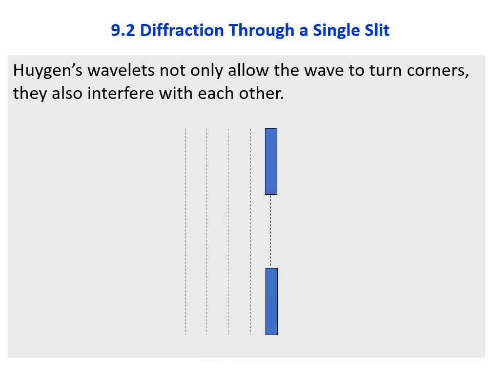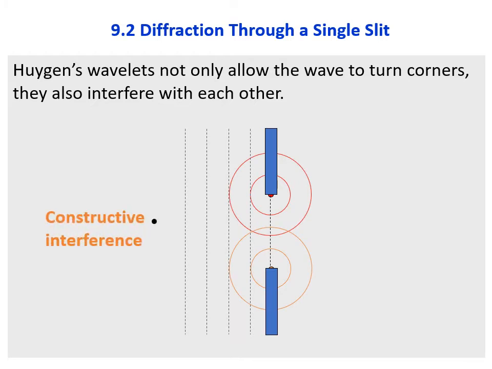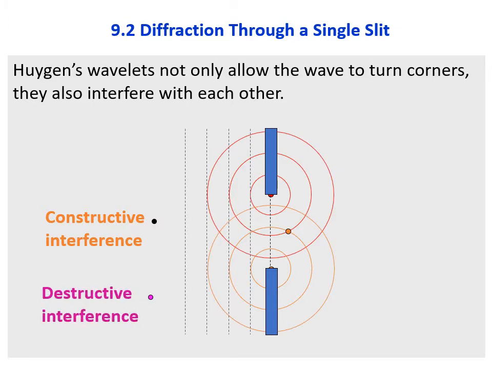So here we go, a series of waves, and all along the front are these wavelets. Places where you have, oh, these colors aren't matched up. Okay, that's fine. You'll have constructive interference where a crest meets a crest or a trough meets a trough, and destructive interference where a crest meets a trough.